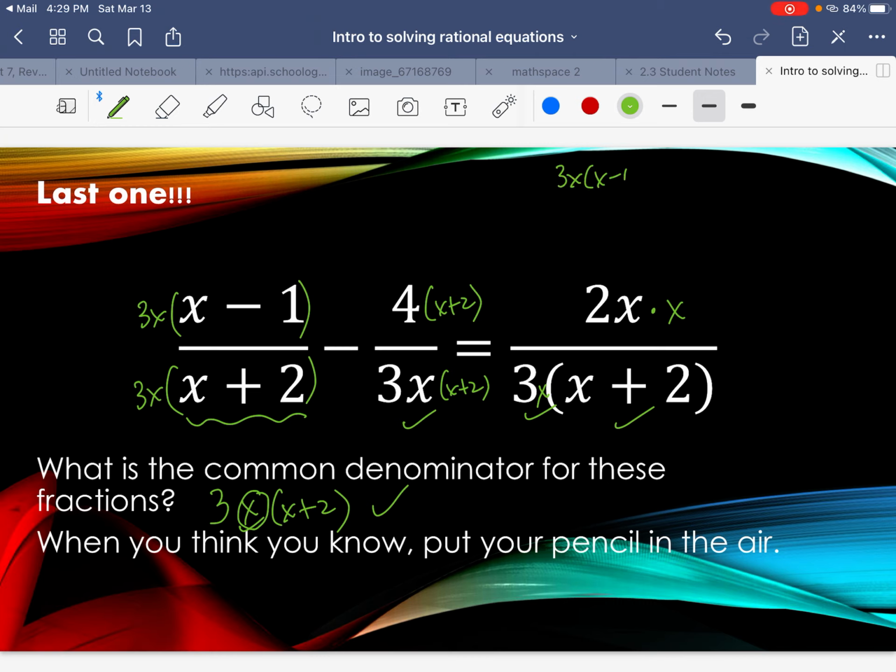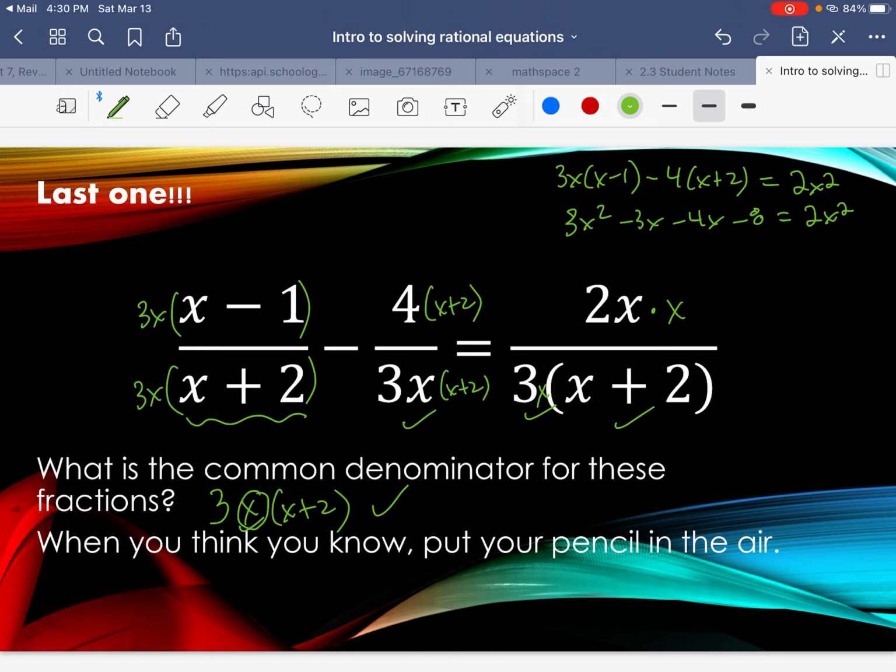So I have 3x times x minus 1 plus 4. Oh, no, not plus. That could be a big no-no. Minus 4 times x plus 2 equals 2x times x. I'll just say 2x squared. All right, so let's see what we got. 3x squared minus 3x. Negative 4 times x is negative 4x. Negative 4 times 2 is negative 8. And I got 2x squared.